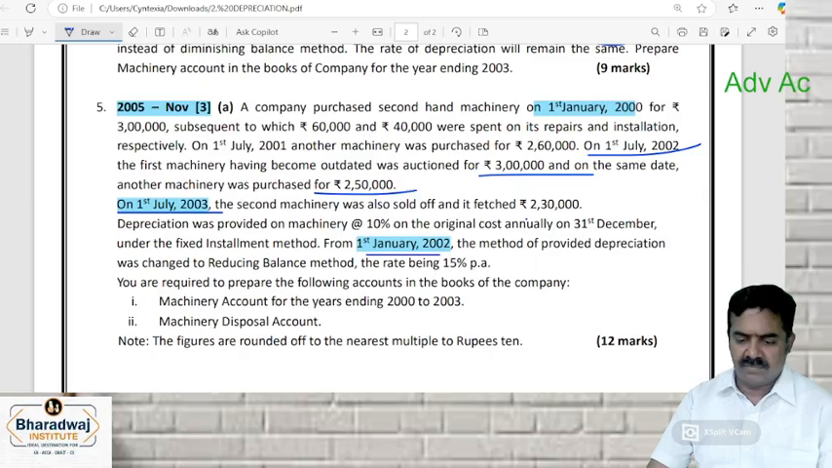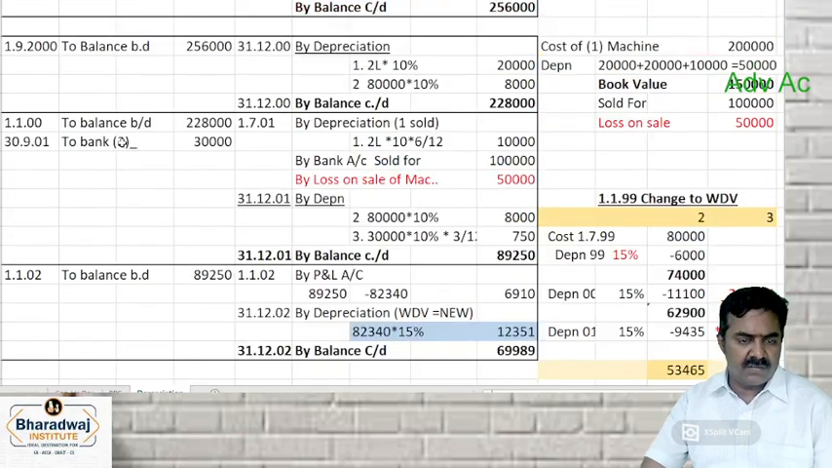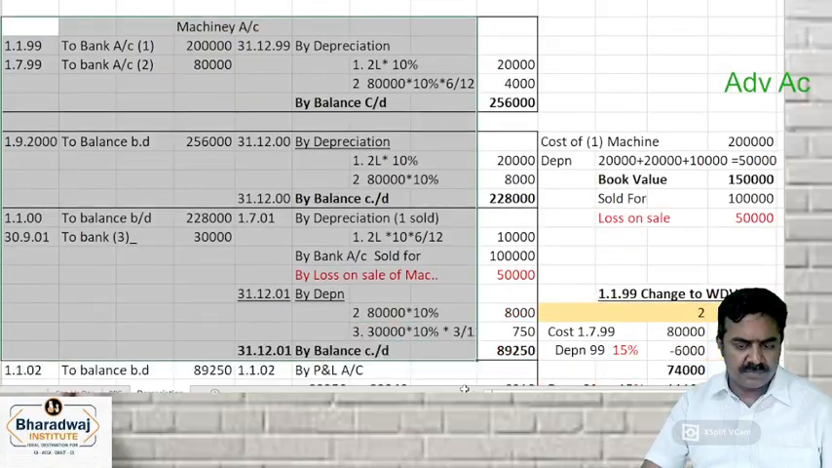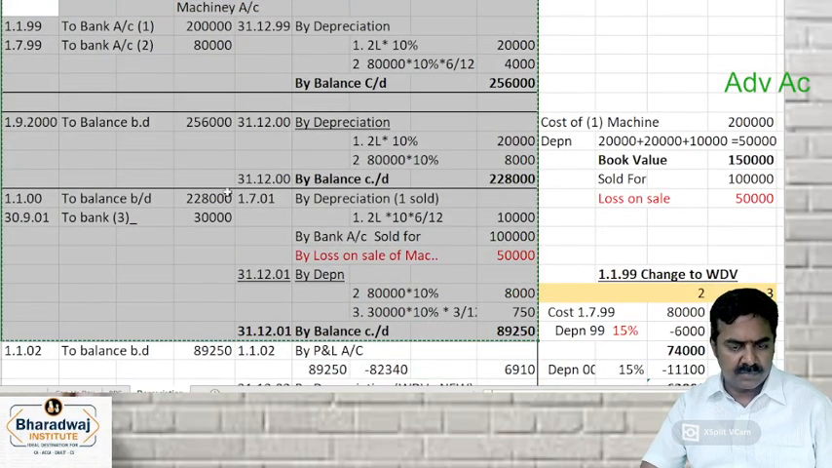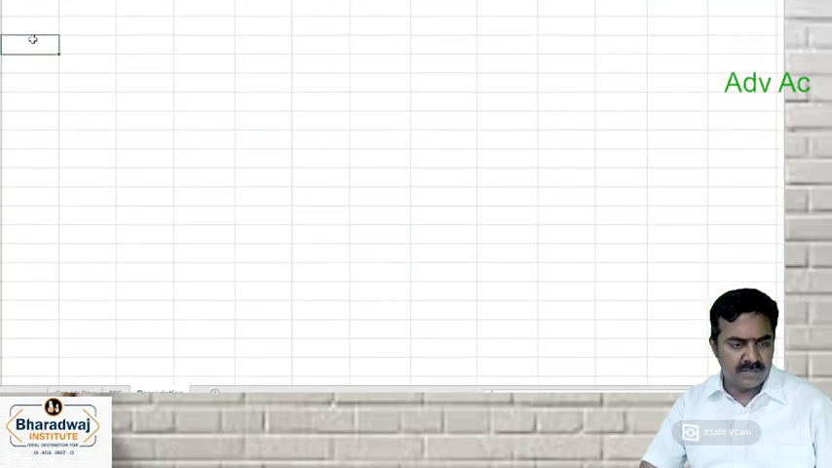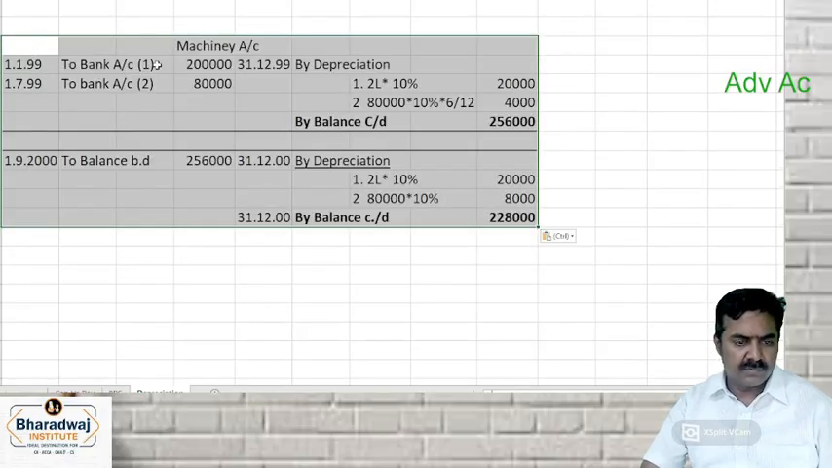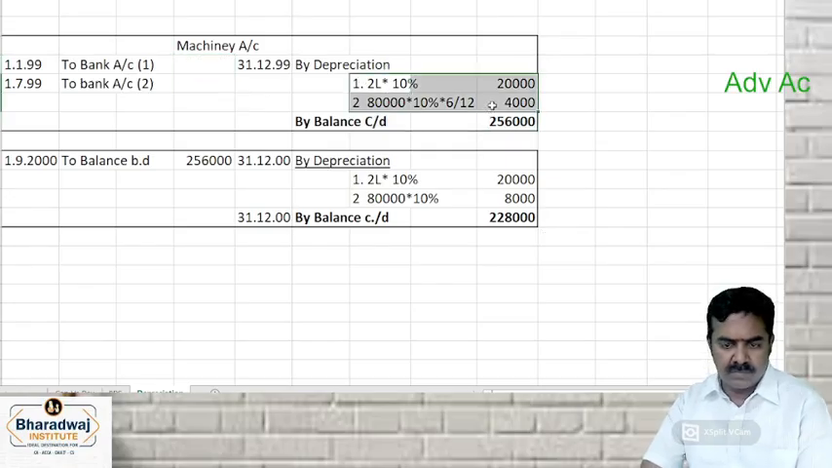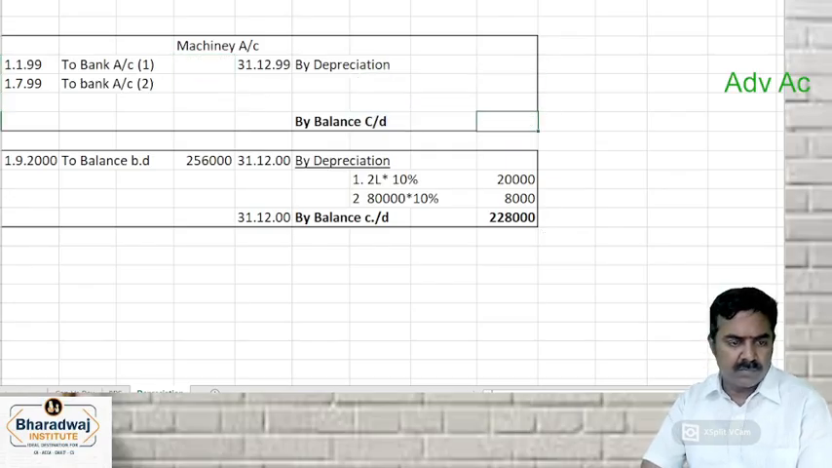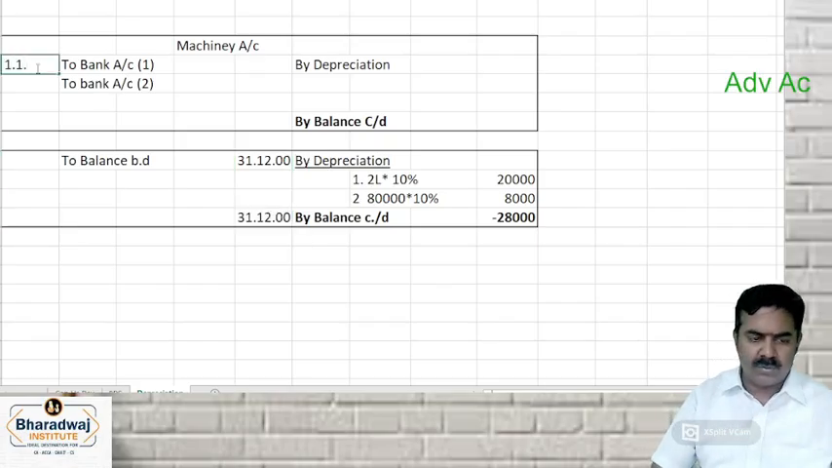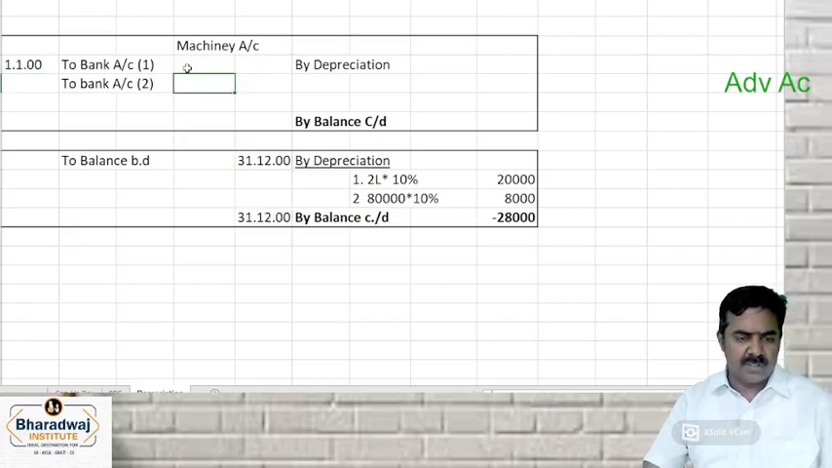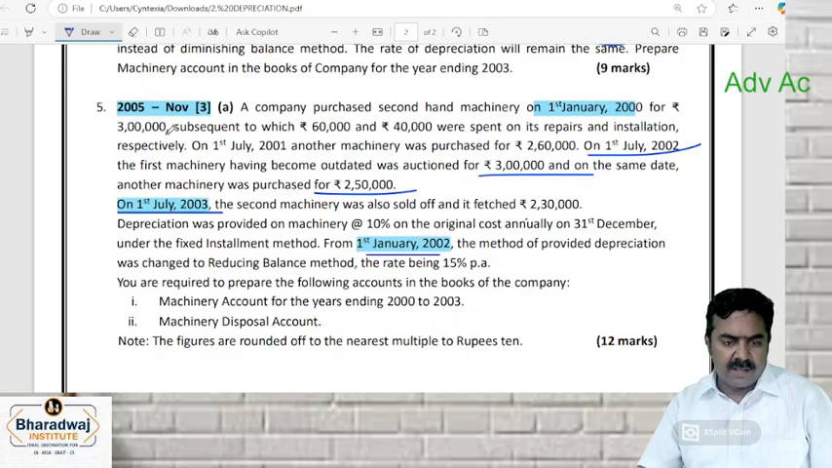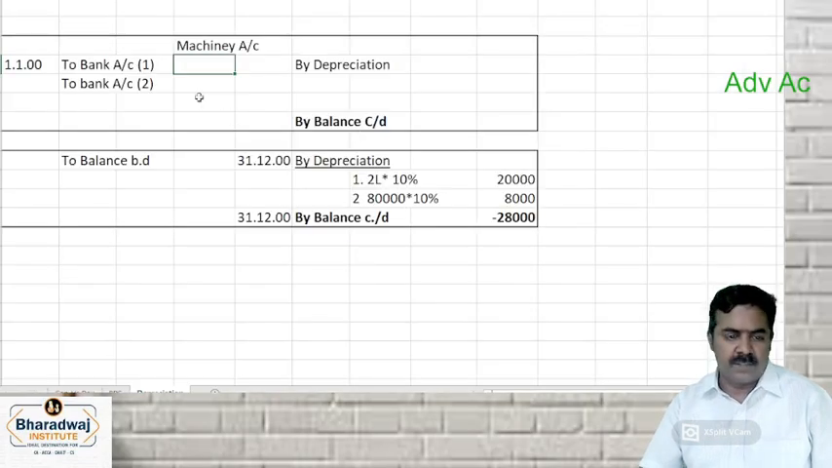Shall we start? Which year did we purchase the asset first? When did you purchase the first asset? 2000. First machine was purchased for how much? 3 lakh plus 60 plus 40. How much did you purchase for? 4 lakhs.